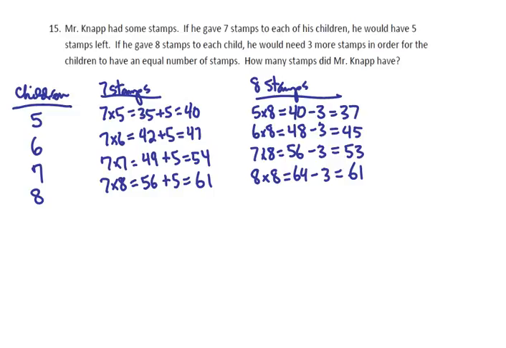He has to have 8 children, and in this case he will have 61 stamps, so that if he gave 7 to each of his 8 children, he would have 5 left over, but if he wanted to give 8 to each of his children, he would be short 3. So it has to come out to be the same number there, and so the answer would be 61 stamps.